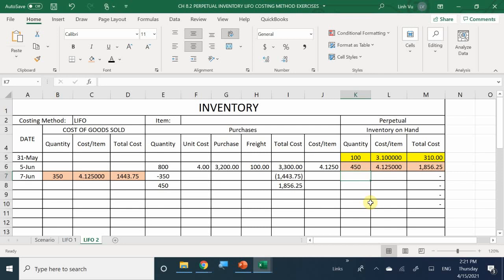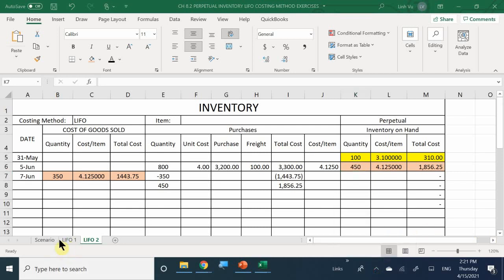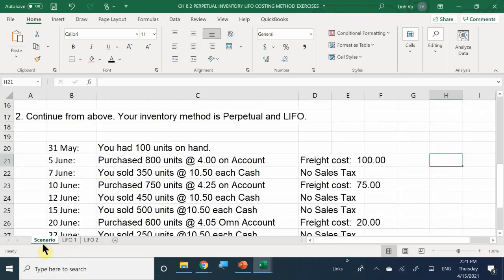Okay. So everyone good with me so far? Yes. Okay, I'm just going to make sure. Good. Let's see what happened next on June 10th. We bought 750 units at 425 each with a freight of 75. 750, 425, 75.